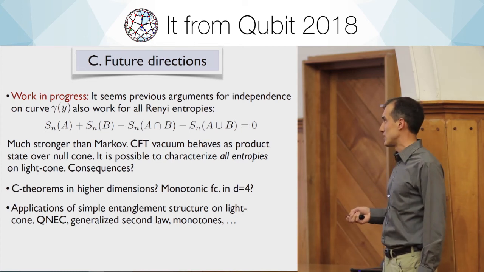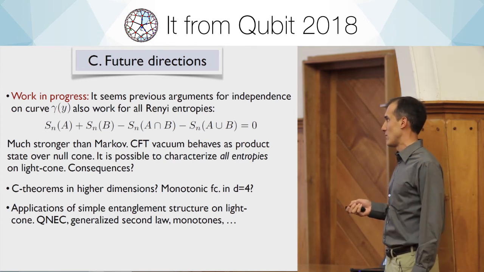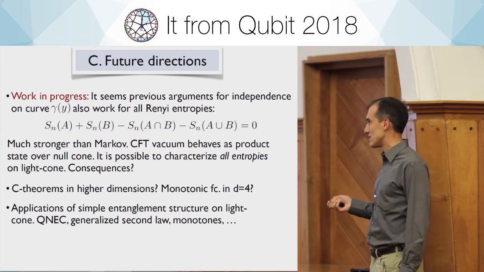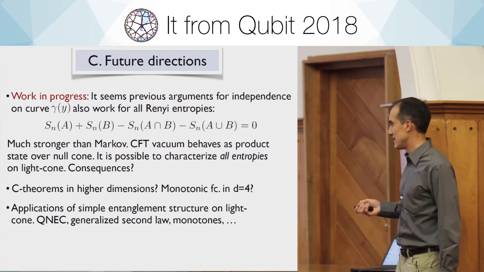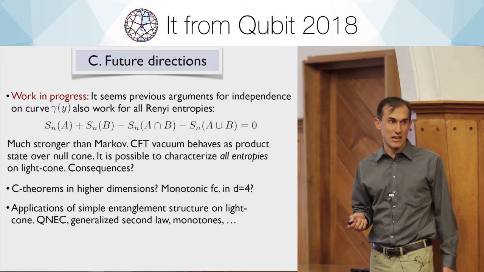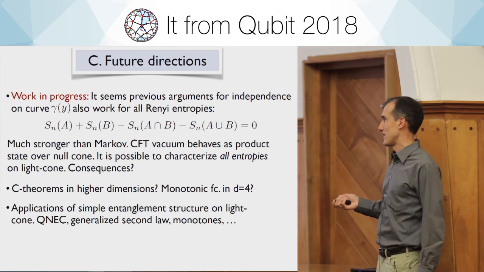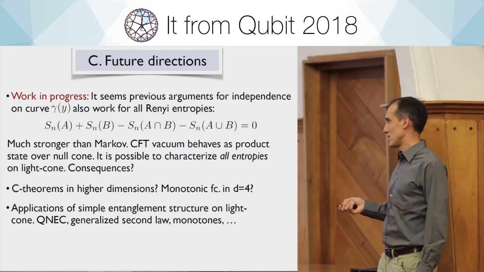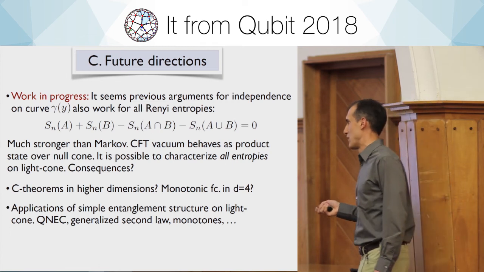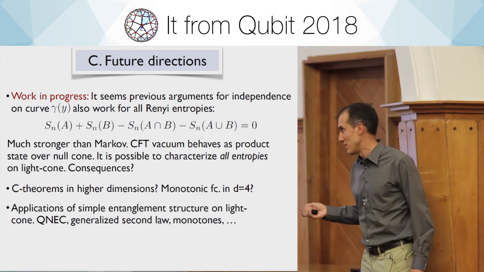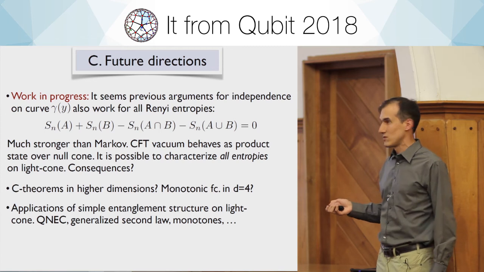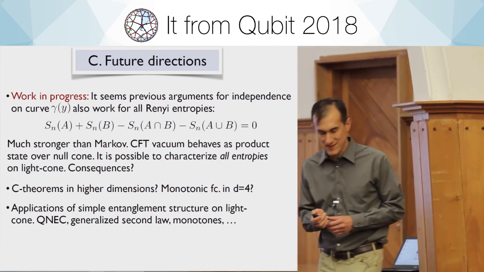And more generally, I wanted to say that over the last year or so, there have been many applications of this idea that the entanglement structure simplifies dramatically over the light cone. For example, we have seen proofs of the QNEC, so the quantum null energy condition, the generalized second law, monotones on the RG, and so on. So I think this would be a very fruitful direction to continue thinking about. Okay, thank you very much.